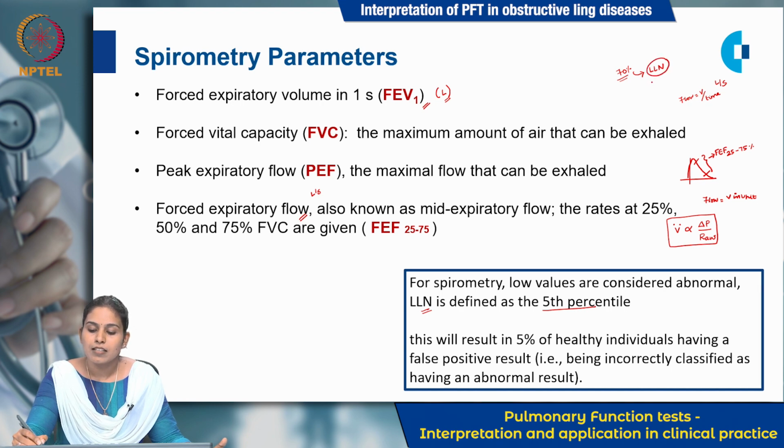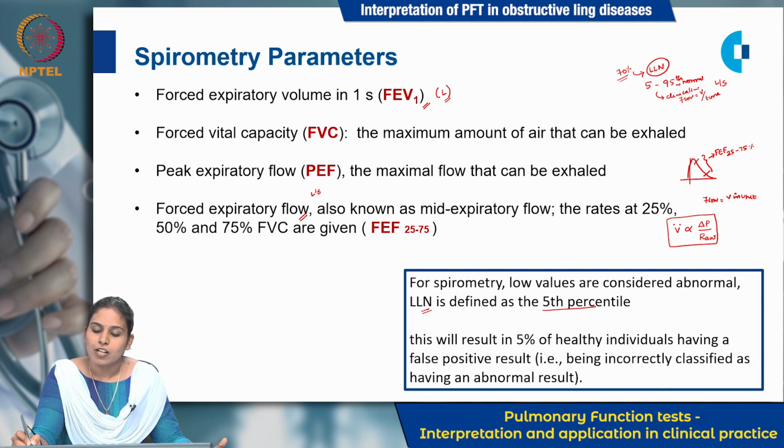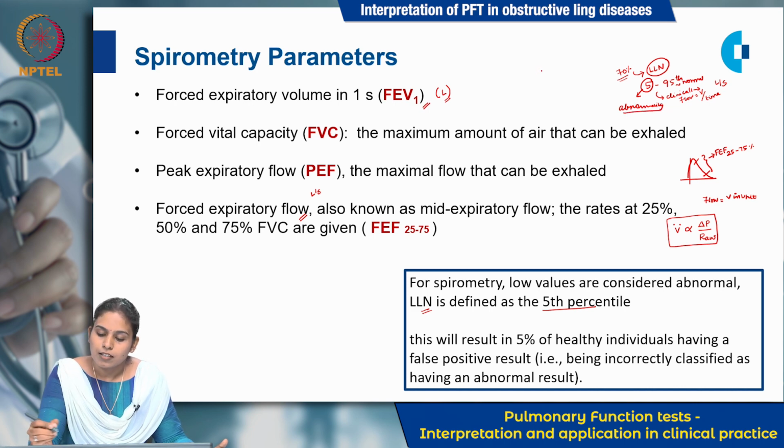What they mean by this is that if the values fall between the 5th and 95th percentile, it may be normal, or if clinically suspected, we can evaluate further. If the values are below the 5th percentile, it means that definitely some abnormality is present. The false positive rate for values below the 5th percentile is very low, that is, 5 percent.